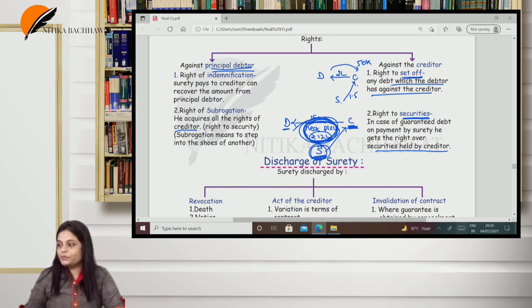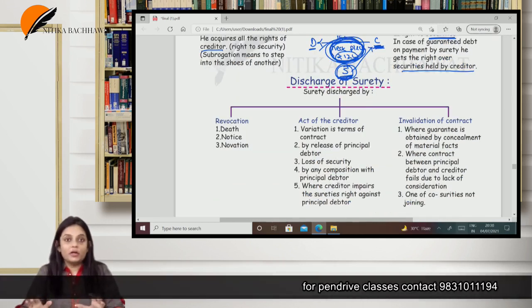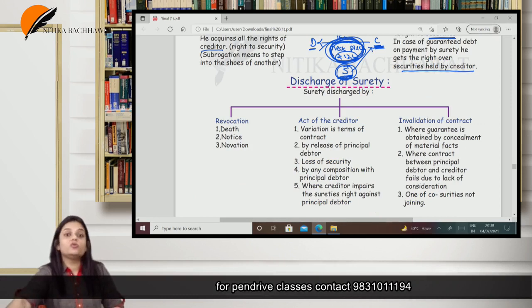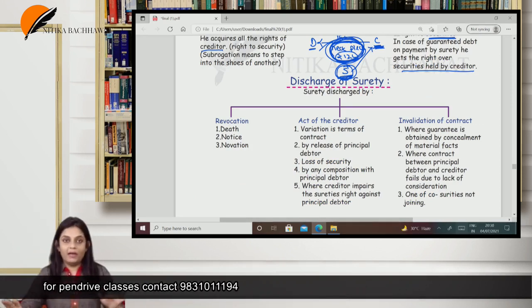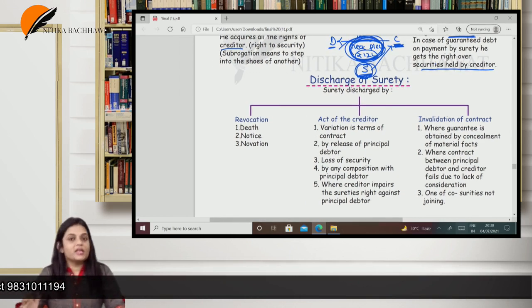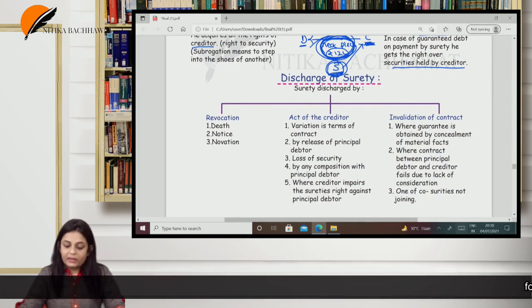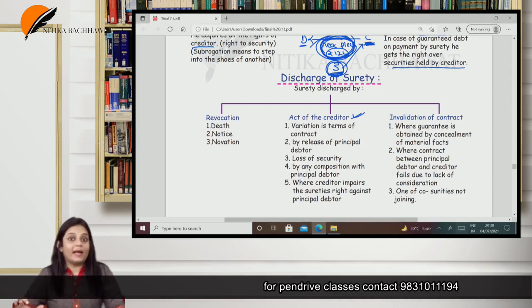Yes. Can we move to the next topic? Yes. So when is the surety discharged? Discharge means he is no longer liable, right? Discharge means he is no longer liable. The surety is no longer liable. There are three cases here. First is in case of revocation, second act of the creditor, and invalidation of the contract. Especially this act of the creditor is quite important when it comes to a practical case.